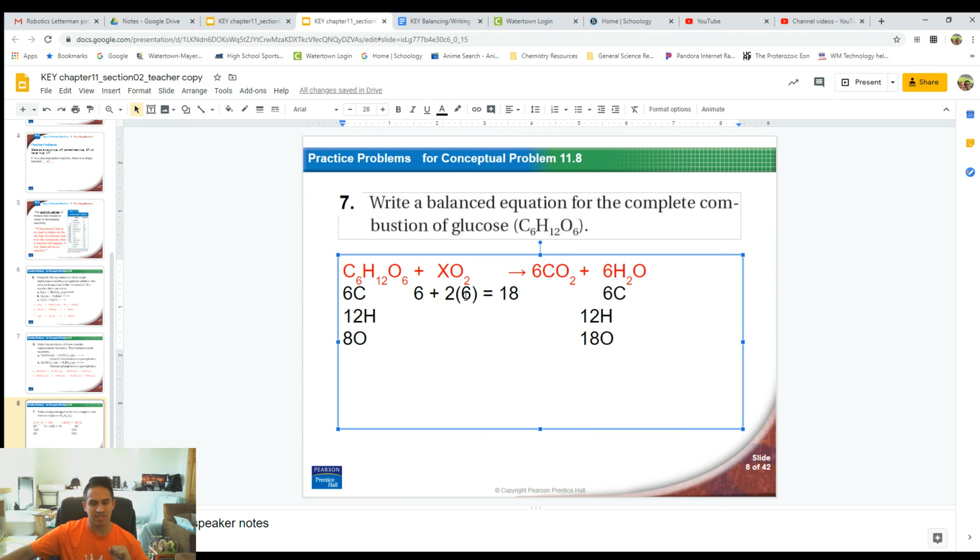So 2 times 6, that gives us 12 oxygens plus the other 6, that gives us 18, which means if we put a 6 there, that will get us a total of 18 oxygens on the left-hand side, because we have 6 here, and then 6 times 2 is 12. 12 plus 6 is 18. That balances out the 18 on the product side. And there we go. Our whole reaction is balanced.